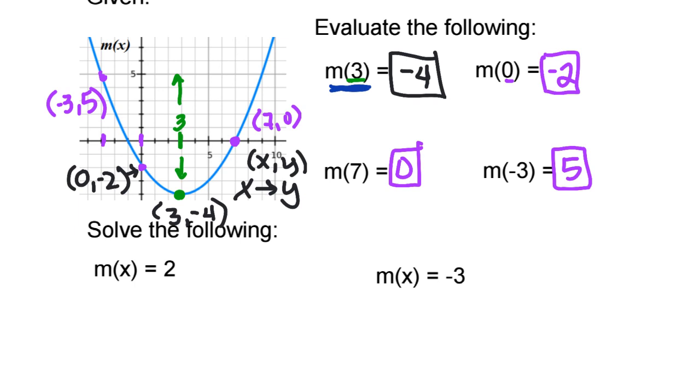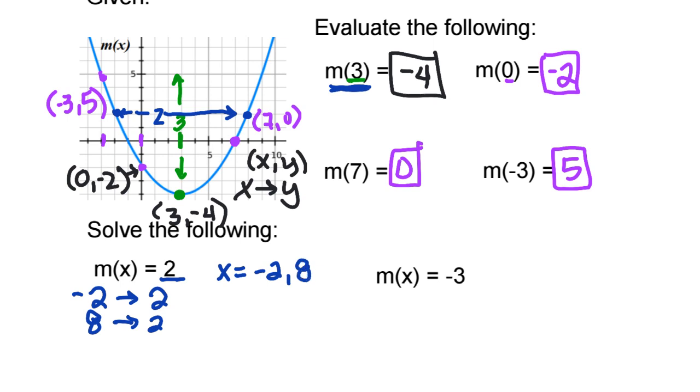We have to approach the y values a little differently. So I need to find where the output is 2. So I look on the y-axis and say, okay, that's 2. I'm going to look left and right to find what x values would work. An x value of -2. So -2 would give me an output of 2. Also, 8 would give me an output of 2, because that's that point right there. So there are 2 answers here. It is possible that 2 different input values will give you the same output. Doesn't always happen, but it is possible.